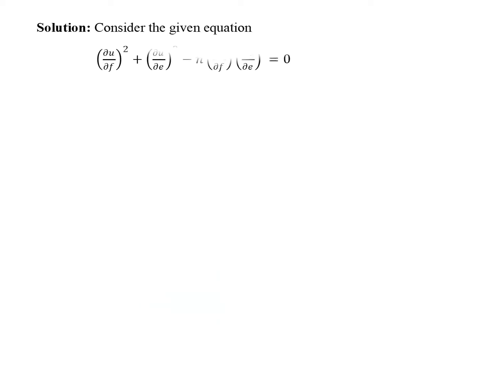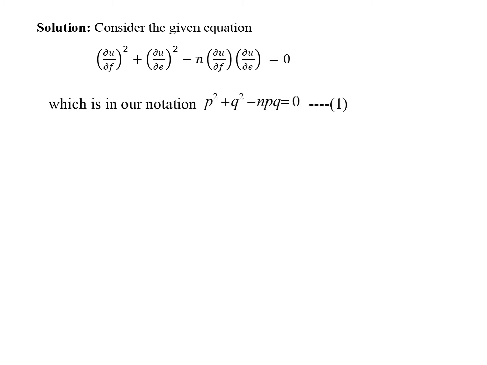Now let us proceed to solve the problem mathematically. So consider the given equation: (∂u/∂f)² + (∂u/∂e)² − n(∂u/∂f)(∂u/∂e). When you compare this with our usual notation, considering p and q as the first order partial derivatives, we have p² + q² − npq = 0. Call this equation 1.